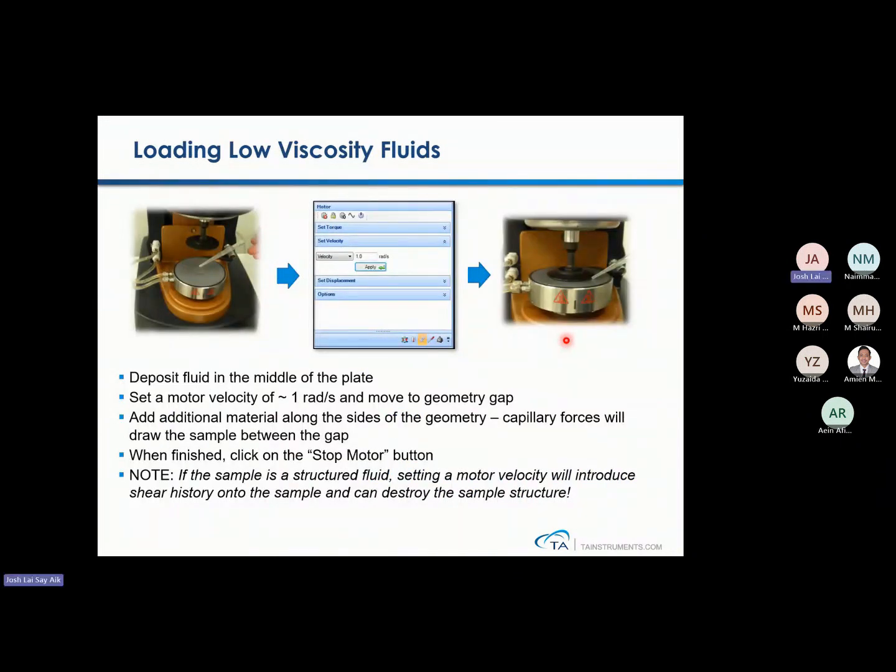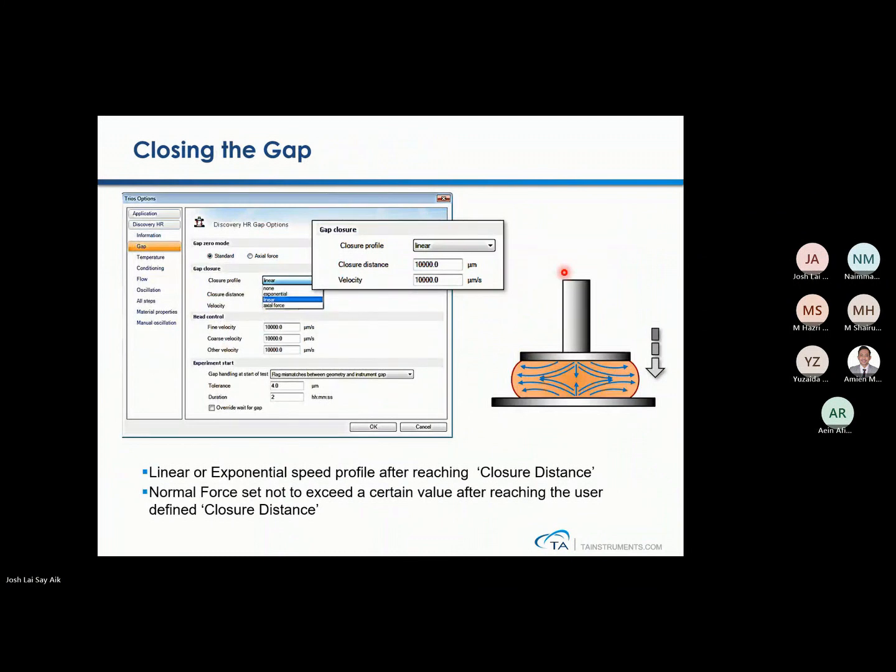This is how I told you about loading low viscosity fluids if you do not have access to cup materials or you have a very small sample volume. You can just wet the bottom plate and the upper geometry comes down, and you can just pump in the fluid from here. When you see the fluid come out from here, it means it's already filled. Okay, so you can stop filling it and start running your samples. Also, when running this type of samples with structures especially, closing the gap should always be set to exponential so that you do not break the structures by over-compressing your samples.